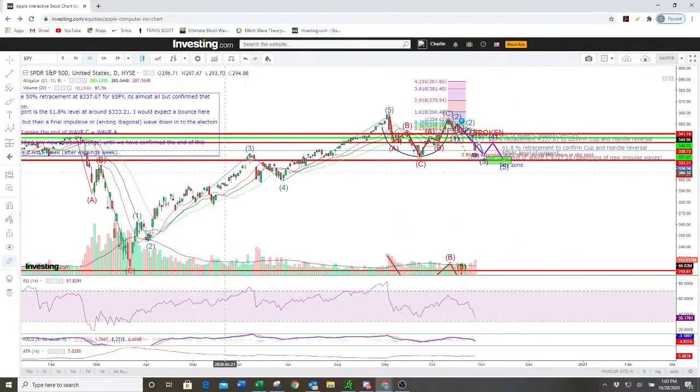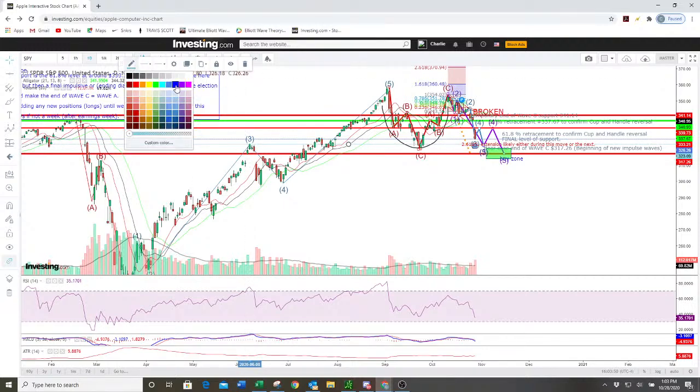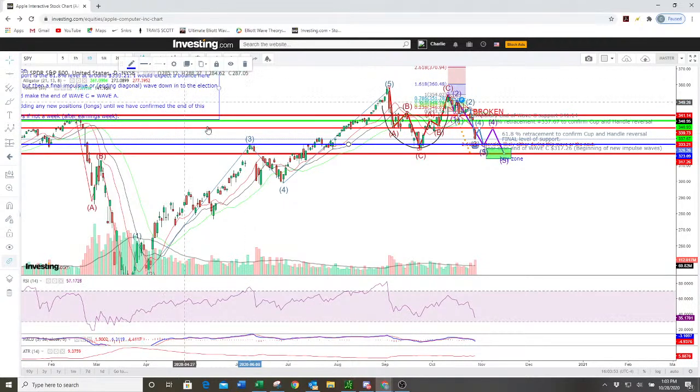Generally, when we finish an impulse wave, the ABC correction will go to at least the top of wave 3, which is here. So I can mark this here with a line. Right around, we're looking at about 323, right? Okay, let me mark that blue color and make it nice and bold. All right, or it'll go down to the low of the 4th wave, which is down here at about a low of 299 or 300.